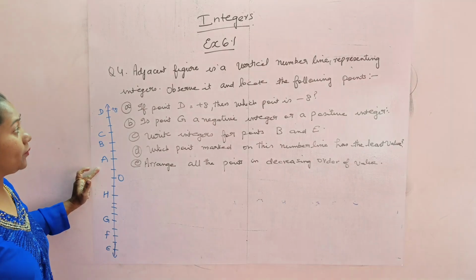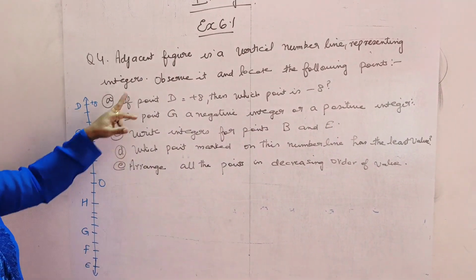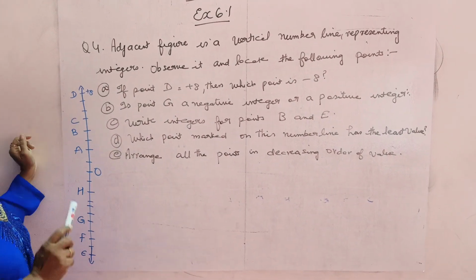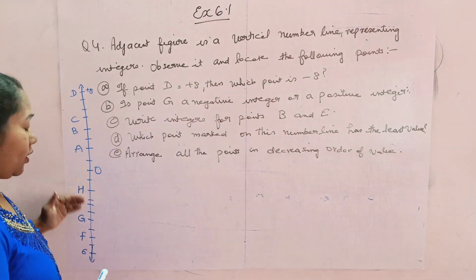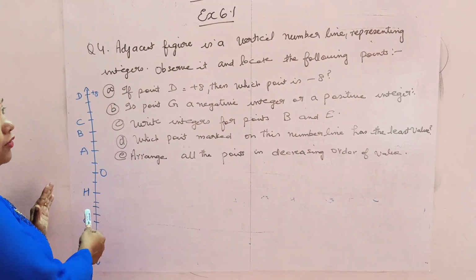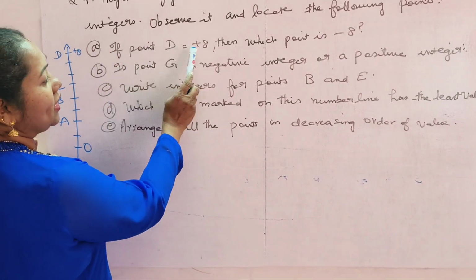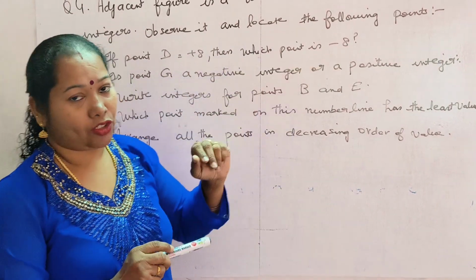This is a figure. The adjacent figure is a vertical number line representing integers. This is a number line which is representing all the integers. Observe it and locate the following points. We have to see this and locate the points. First one: if point D is equal to plus 8, then which point is minus 8?